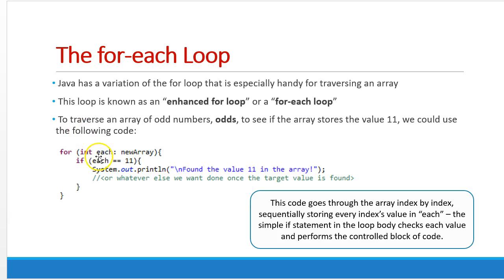So you can say for, and whereas normally you would say int each equals 0, each less than or equal to new array dot length, each ++, you just shorten it to say for int each, or whatever you're going to use here as your loop variable, colon, and then the name of the array you're going to loop over, new array. So this is just shorthand for writing out a for loop. You don't have to use it, but you should understand what it is in case you see it.